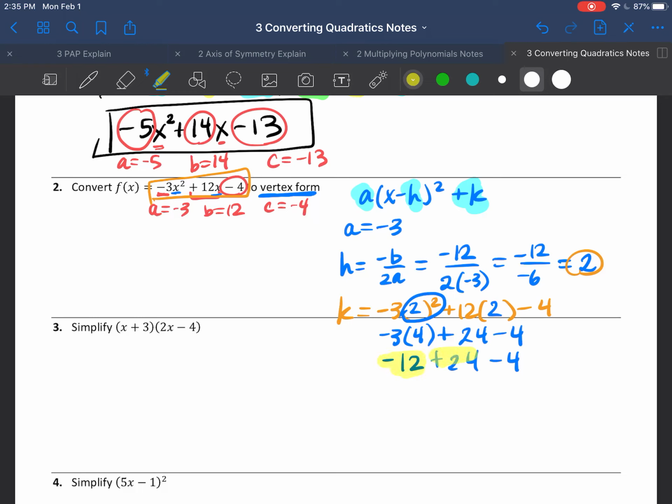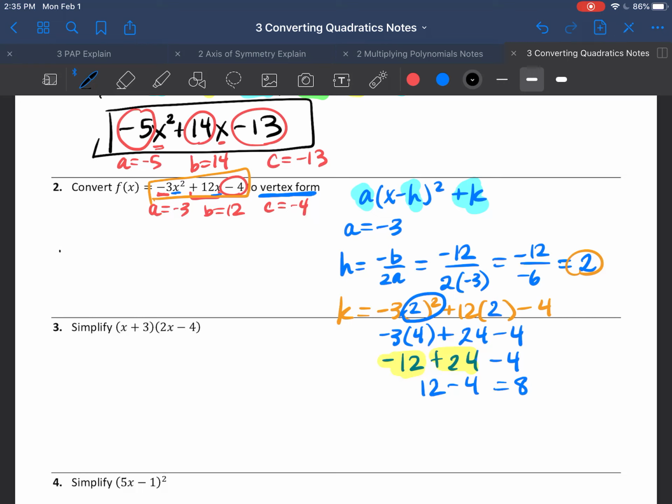Remember, we have that check. This first number should be half of the second, and they should have opposite signs. That means you have the right x coordinate of the vertex. This is only true for the vertex. Okay, so -12 plus 24 is 12, minus 4 gives us 8.